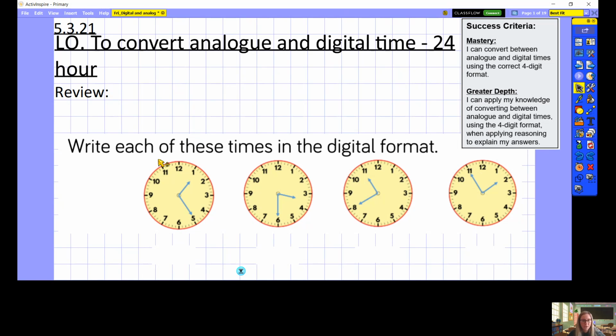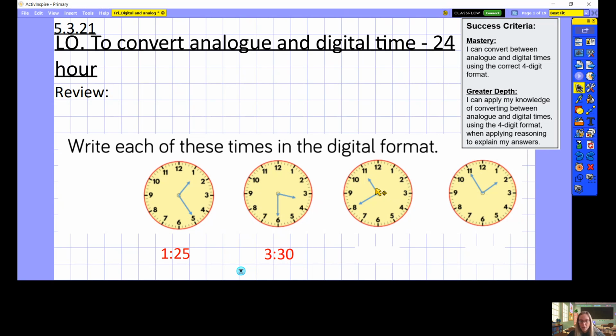Okay, so let's see how you got on. So the first clock here, you can see that the hour hand is just after 1. So the hour is 1, and then we can count around the clock in 5s to work out the minutes. So 5, 10, 15, 20, 25. So the time is 25 past 1, and we write this as a digital time as 1:25. The next time, the hour hand is just after the 3, so the hour is 3, and then the minute hand is halfway round on the 6, so it's 3:30. So as a digital time, we would write down the time as 3:30.